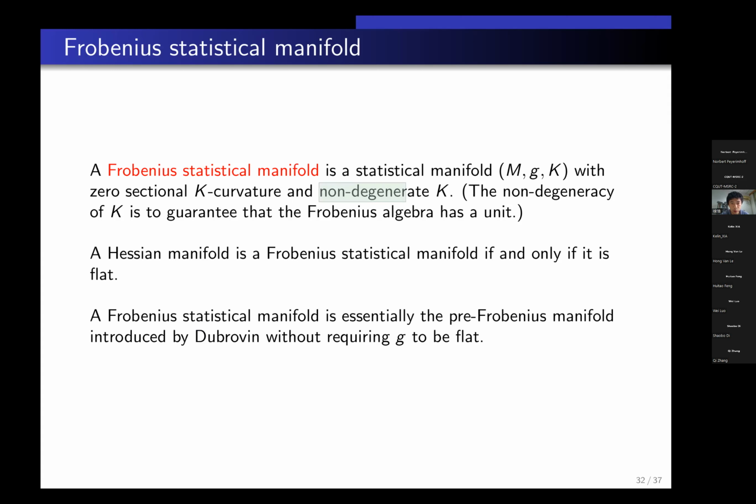Non-degeneracy of this K is just to guarantee the Frobenius algebra has a unit, so I need this non-degenerate K. For a Hessian manifold, we can see that a Hessian manifold is a Frobenius statistical manifold if and only if this Hessian metric is flat. The definition of Frobenius statistical manifold is essentially the so-called pre-Frobenius manifold. But in the definition of Dubrovin, he usually required this G to be flat, but we do not need this.